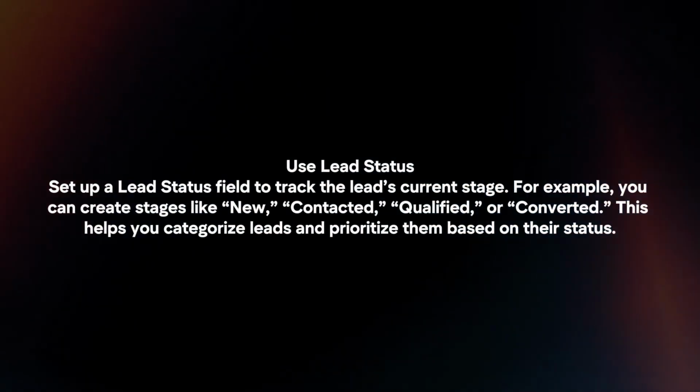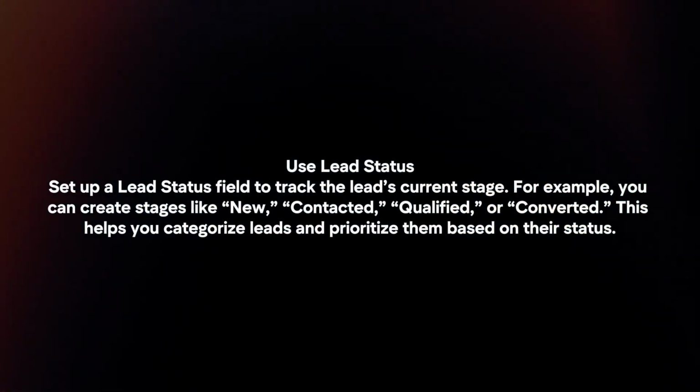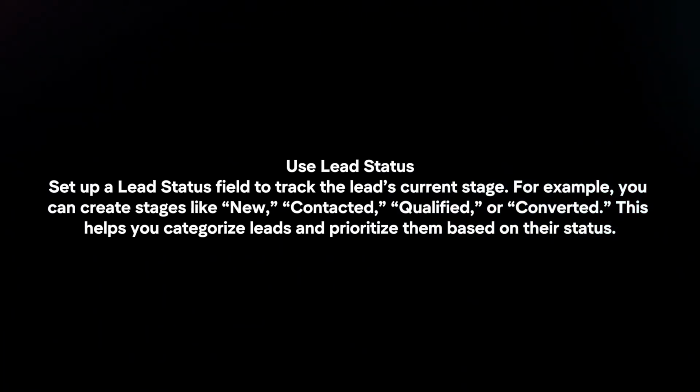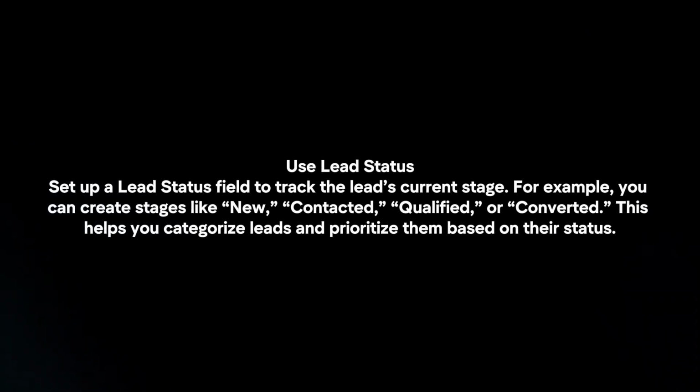Use lead status. Set up a lead status field to track the lead's current stage. For example, you can create stages like new, contacted, qualified, or converted. This helps you categorize leads and prioritize them based on their status.